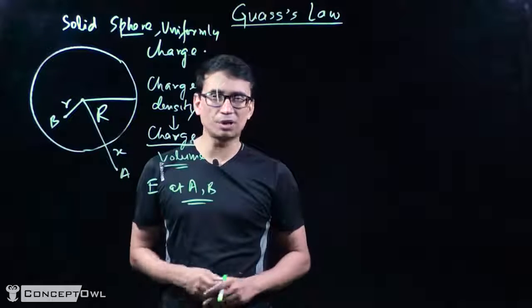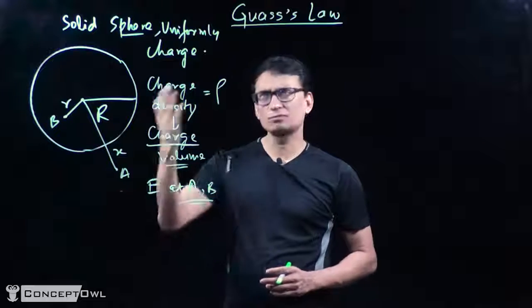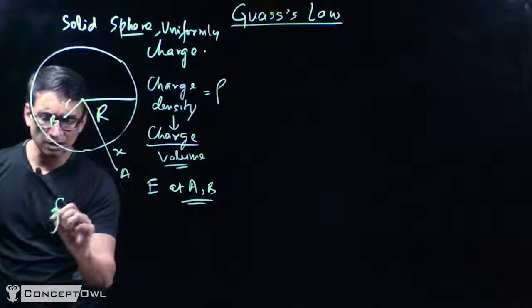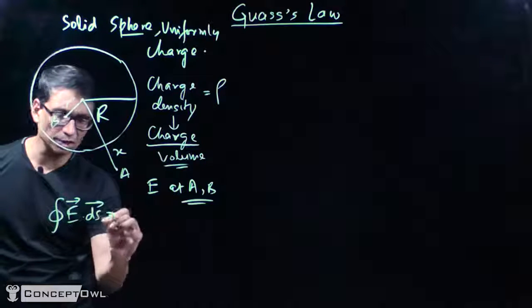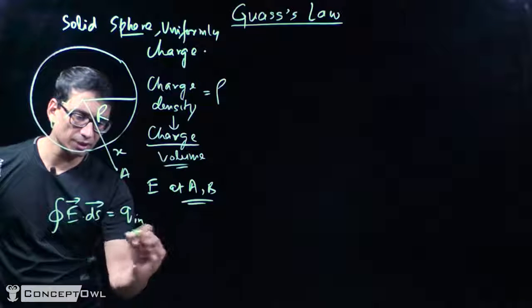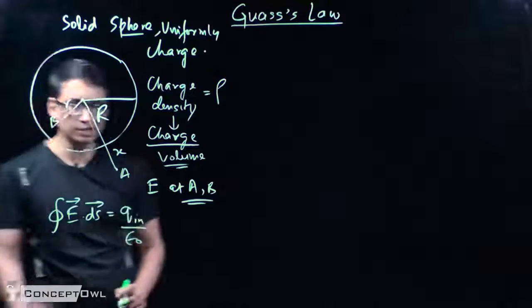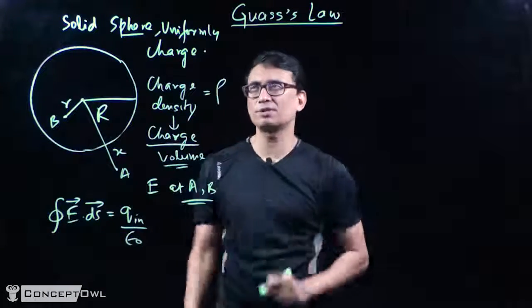Okay, so now let's work out the solution. Hopefully you had a chance to take a crack at it, right? So we are going to use Gauss's law, which states that integral E dot ds is equal to Q inside upon epsilon naught. Q inside is the charge inside the Gaussian surface, right?